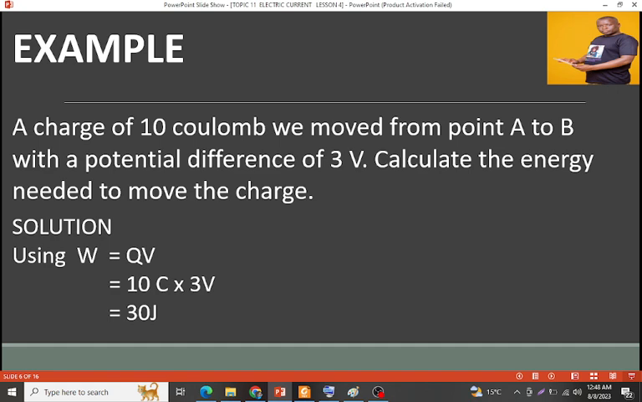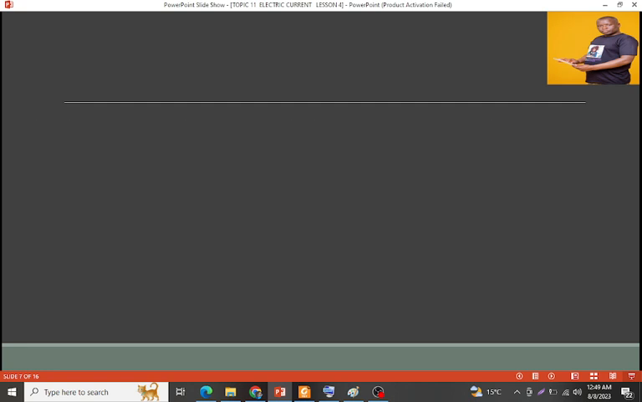So take good note of that. We have taken the number of coulombs times the number of volts. Multiply the two, it will give you energy. Okay?